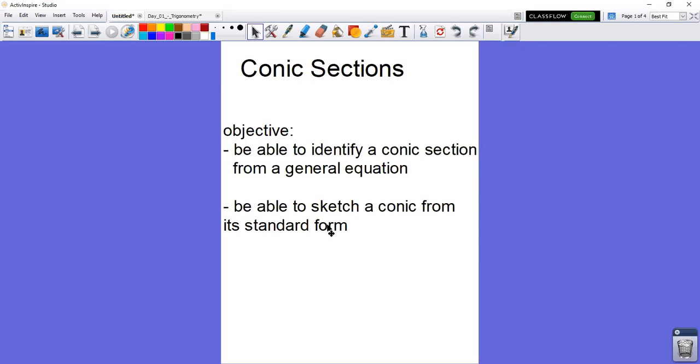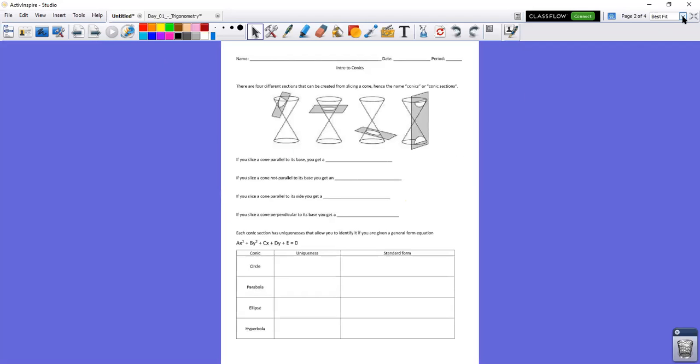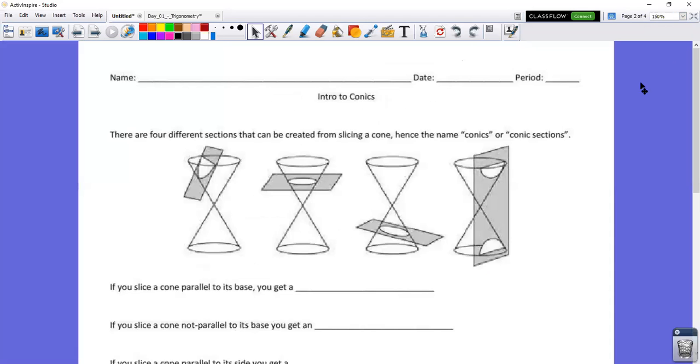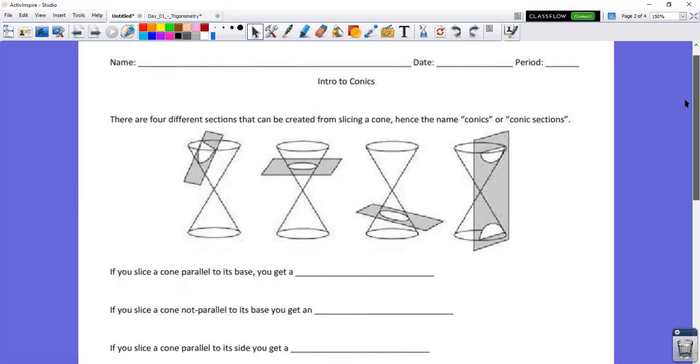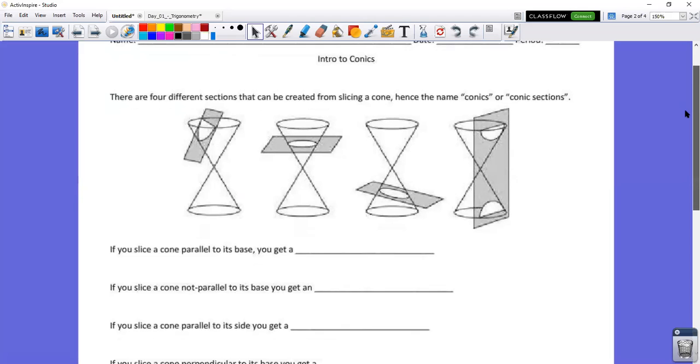Every conic has its own standard form, and it's important to be able to recognize which conic is which based upon the equation. So here are some things that we should talk about. There are 4 of them that we're going to study. There's a couple other ones, but those aren't really that important.